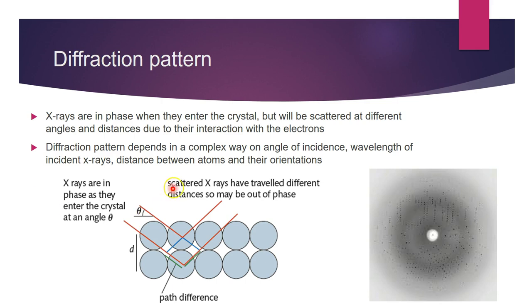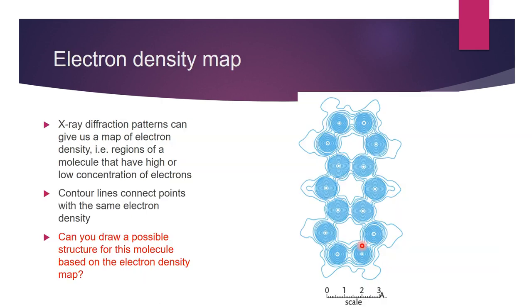Okay, so because it's dependent on their distance, we can see a diffraction pattern, which is what is over here to the right. And crystallographers can interpret this data by taking measurements and finding out the actual position of the atoms. What this will generate is what we call an electron density map.